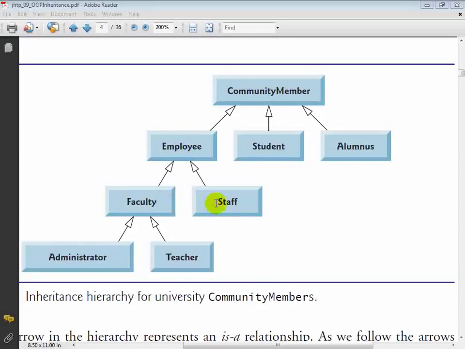And because these two are both employees, we can also say that a faculty member is a community member and a staff member is a community member. We just need to be able to follow the arrows up the hierarchy to get to the superclass type.